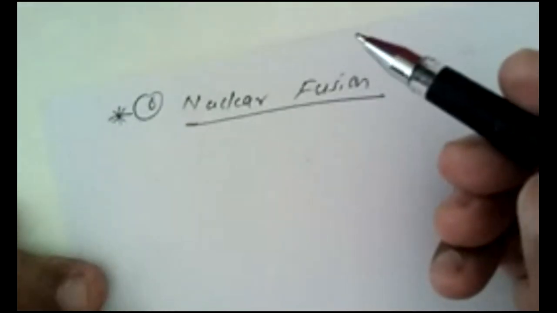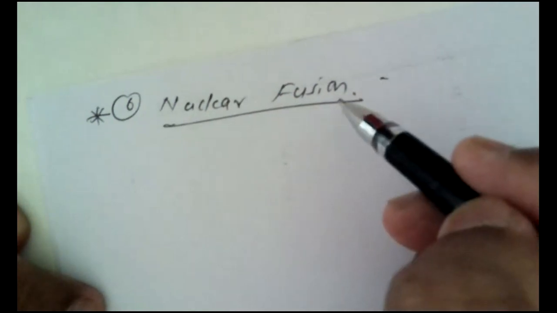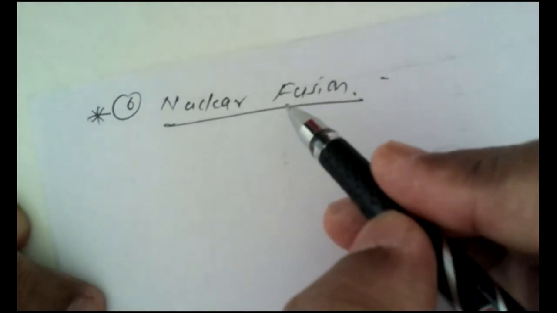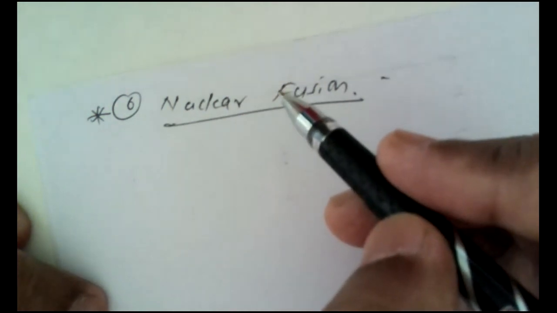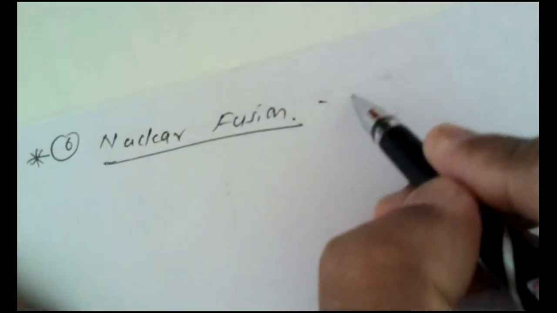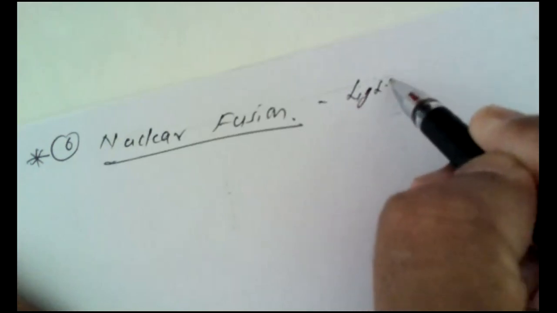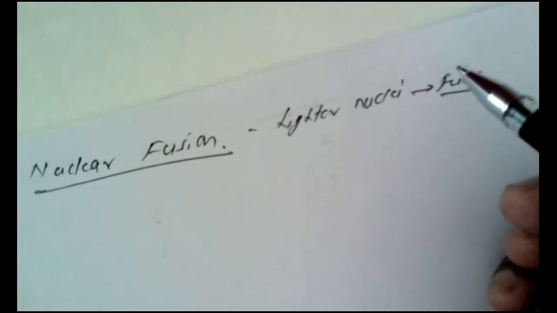So how can we define this nuclear fusion? Before defining it, one should know that this nuclear reaction is exactly the reverse of the nuclear fission reaction, where a heavier nucleus breaks down into two lighter nuclei. But here, in this case, two lighter nuclei fuse together.